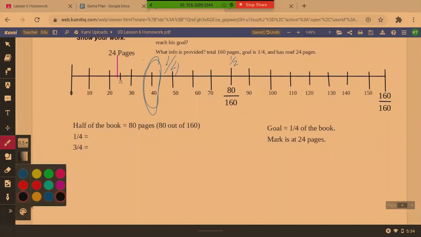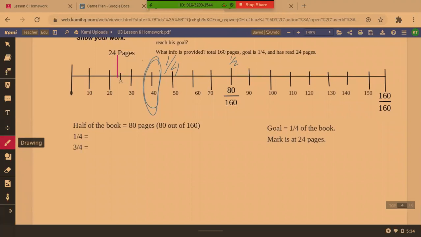Another way you can do it is I had a scholar do 4 times 40 equals 160. I had a scholar come right out of the gate and do that. So that told me right there that 1/4 of the book would be 40 pages.